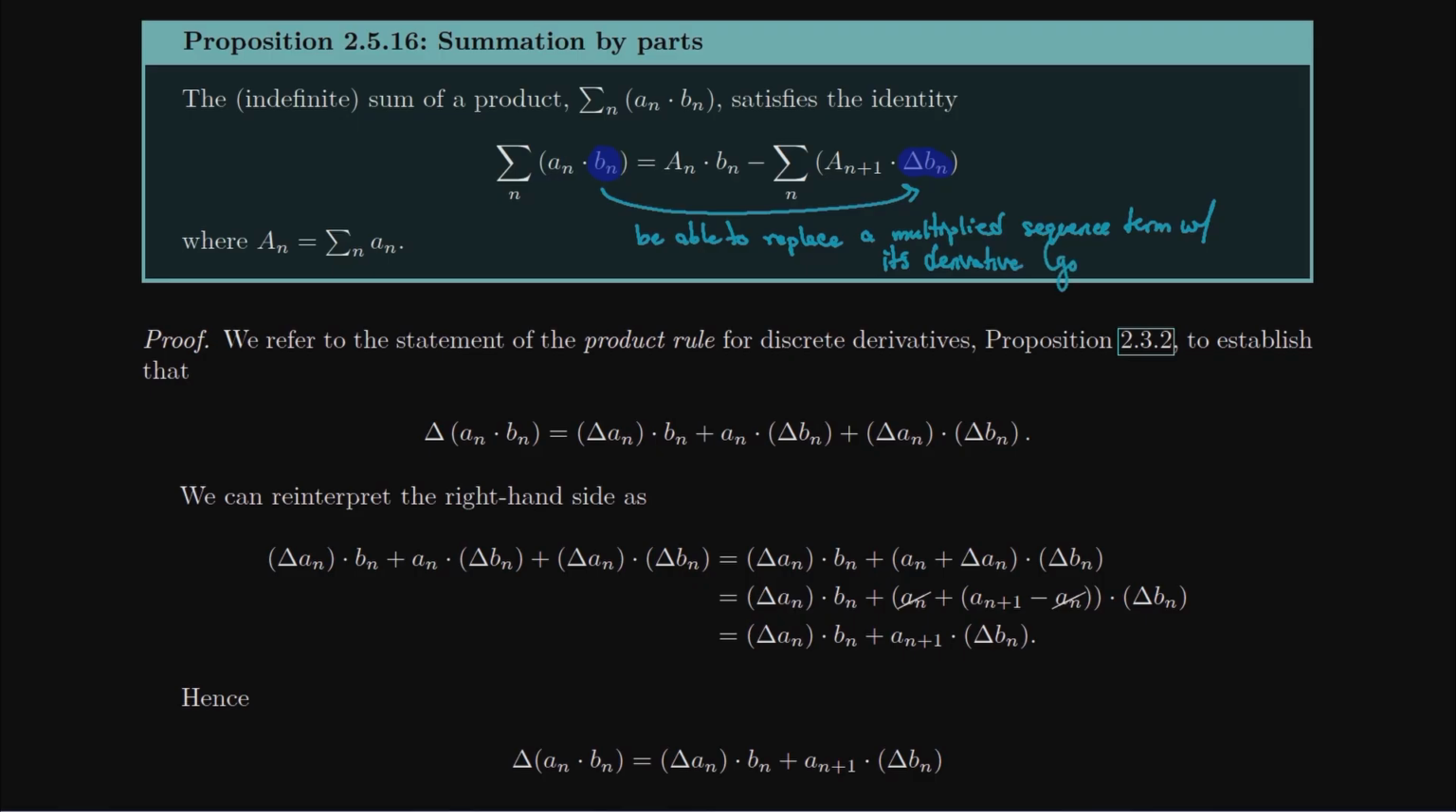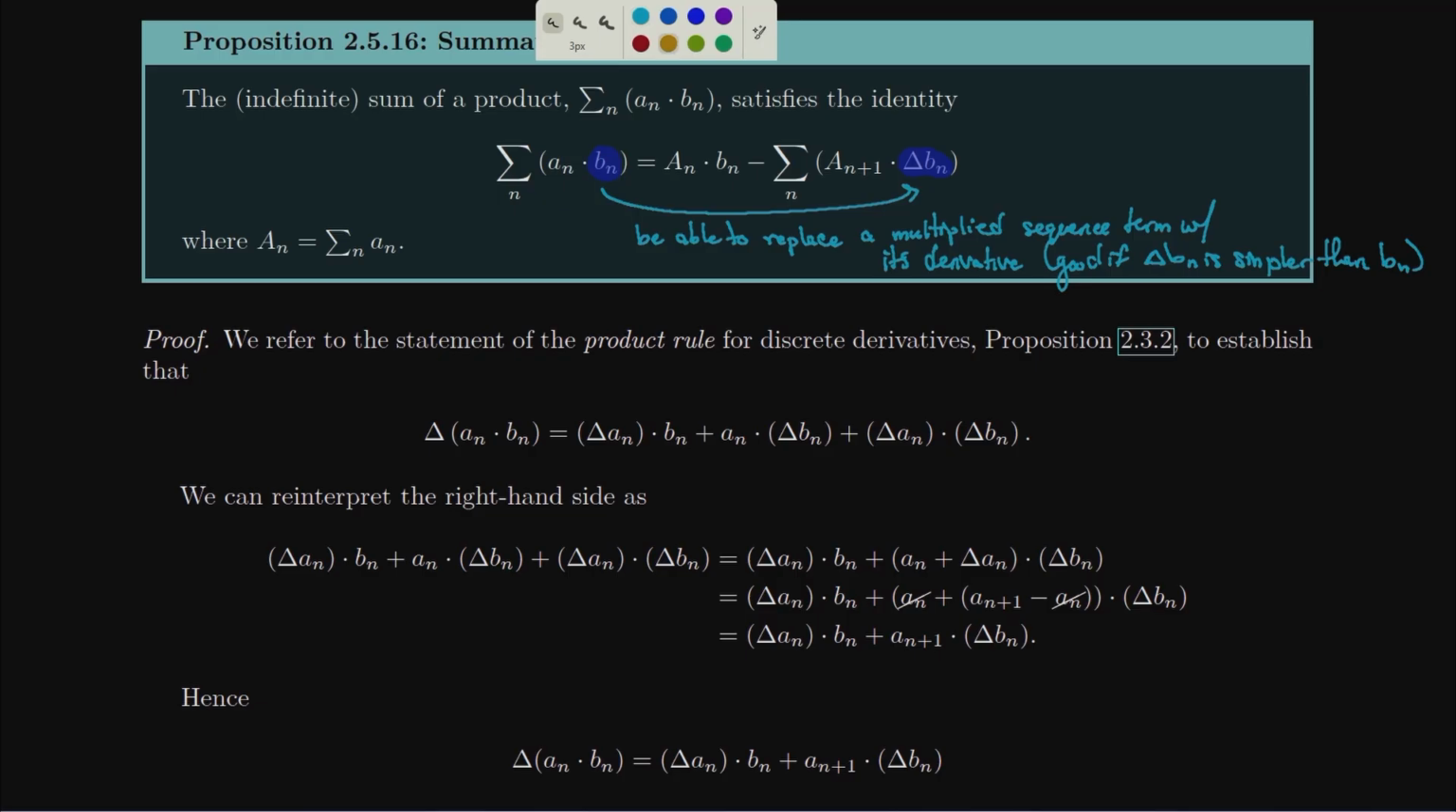And this is good if the derivative is simpler than the sequence itself, right? In the case of integration by parts, if I had something like x e to the minus x dx, I would want to take the derivative of this x, because what is the derivative of x? Well, it's 1, and so that makes my life a lot easier.